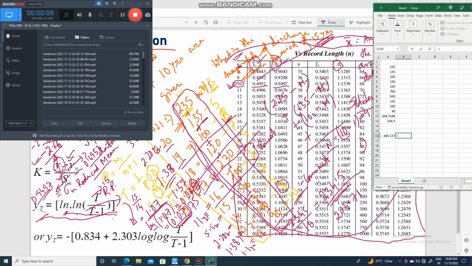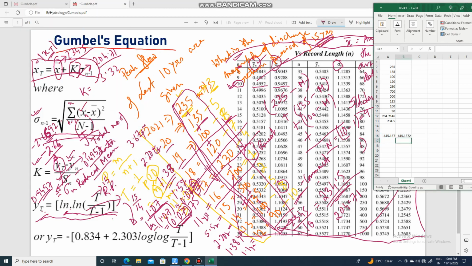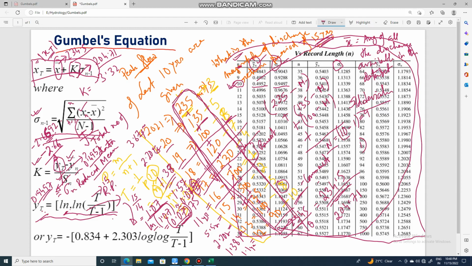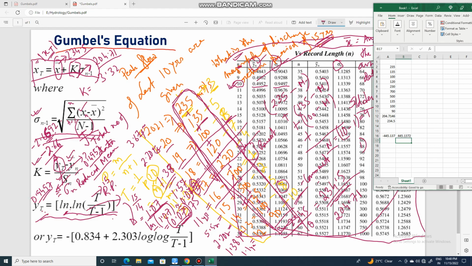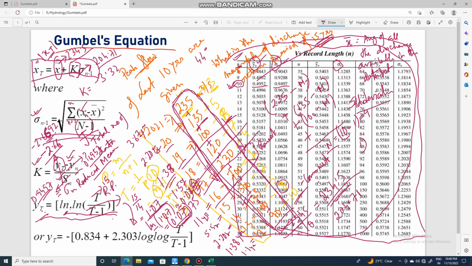So if we apply the absolute value or mod value, that means you will just take the magnitude, you will ignore the direction. So it will become 445.1372. So the answer to this problem, what will be the magnitude of the discharge which has a return period of 15 years, if this is the data set provided to you, will be 445.1372. So this is when you apply Gumbel's equation.